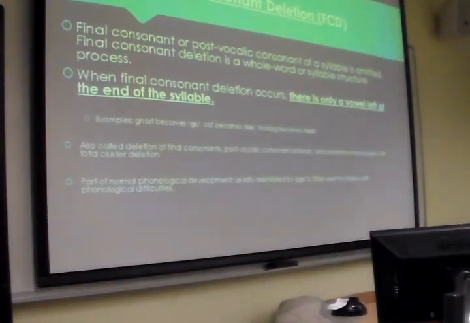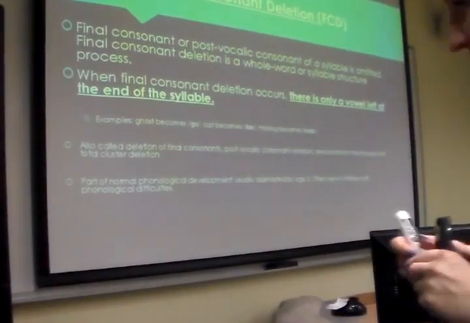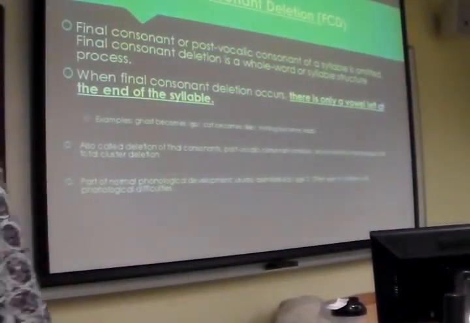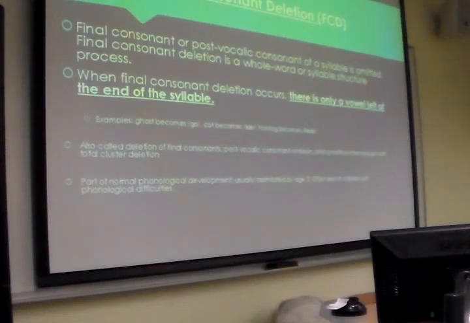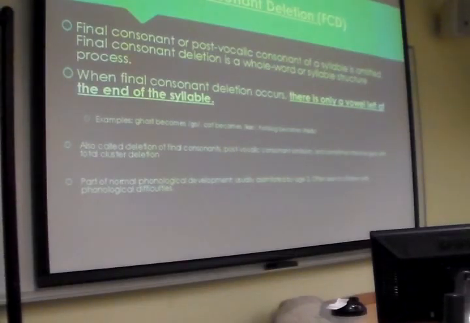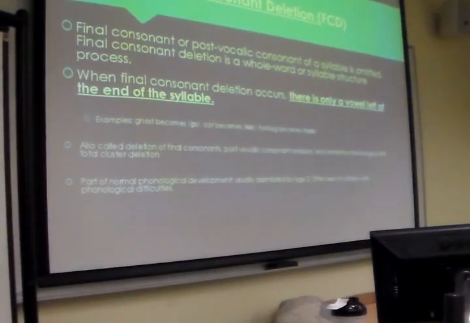So if the word is bend, and the child says ben, is that final consonant deletion? No, because there is a final consonant right here. So they did not delete the final consonants. This is not final consonant deletion. This is, any ideas? I know we haven't talked about it yet. Cluster reduction. This is a final cluster, and they've reduced the cluster from 2 consonants to 1.